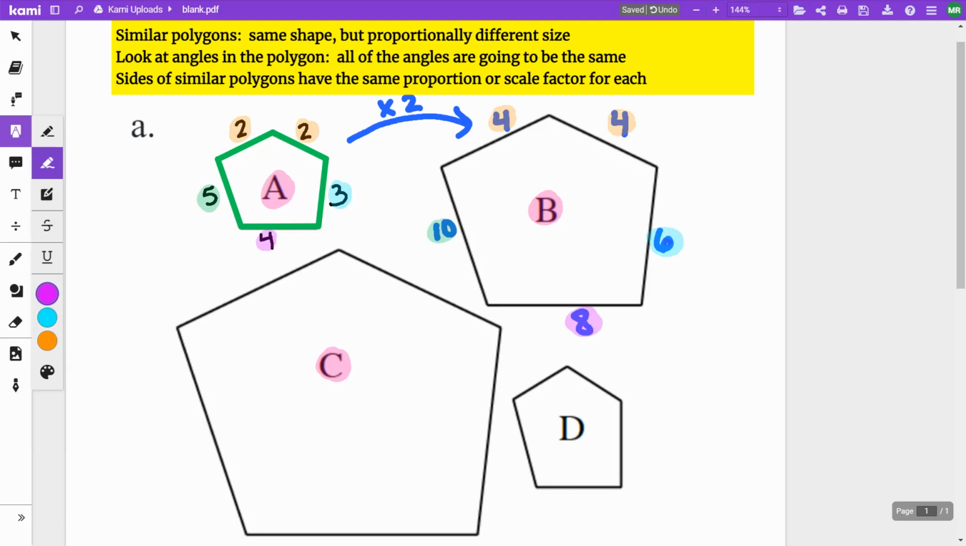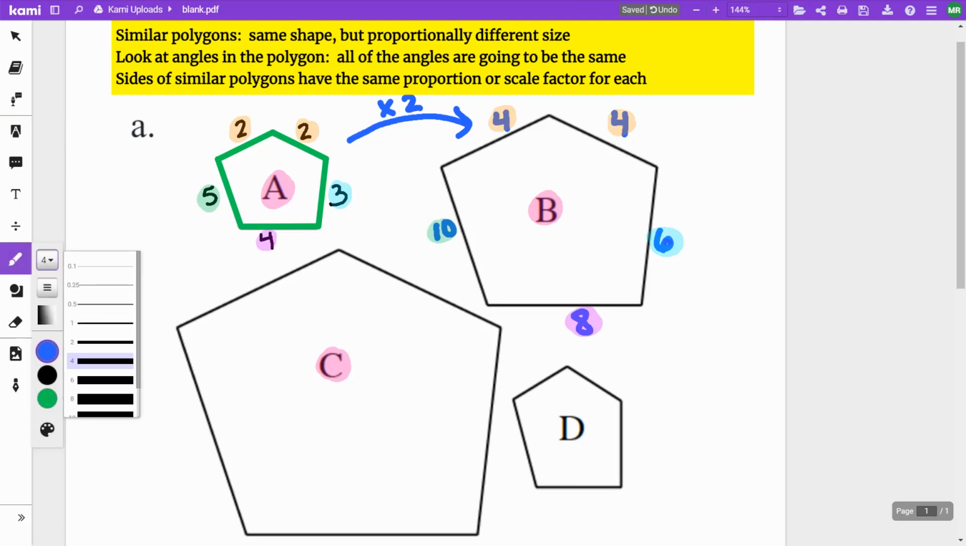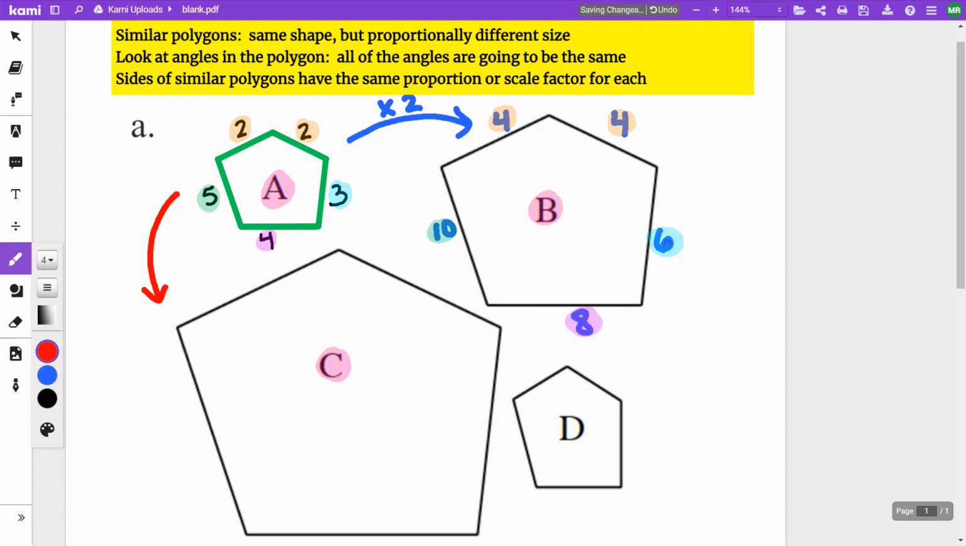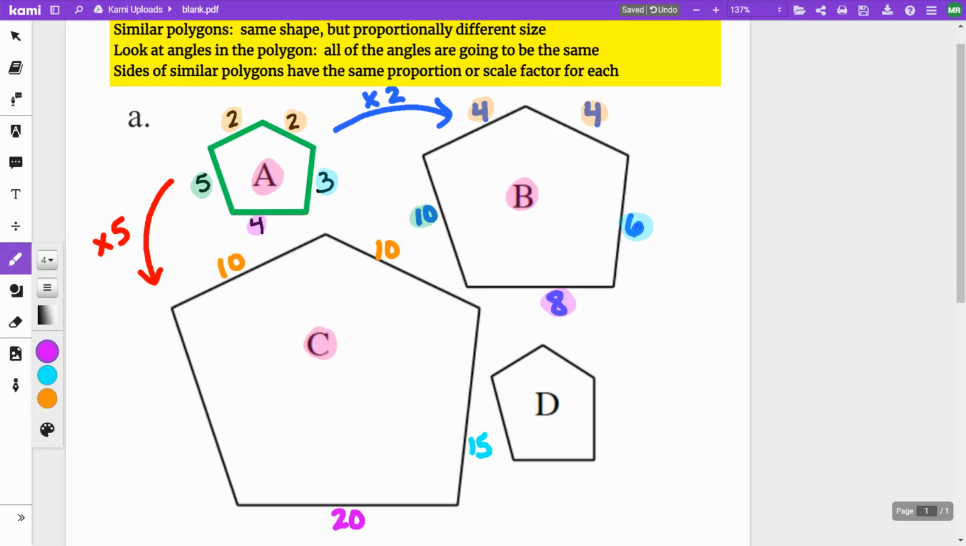Okay. Let's say that going to this one here, let's say that it's 5 times bigger. Again, I'm just making these up. It's going to kind of color code. So the 2 is then going to become a 10. The other 2 is going to become a 10. The 3 is going to become a 15. The 4 is going to become a 20. And the 5 is going to become a 25. So all sides are proportional.